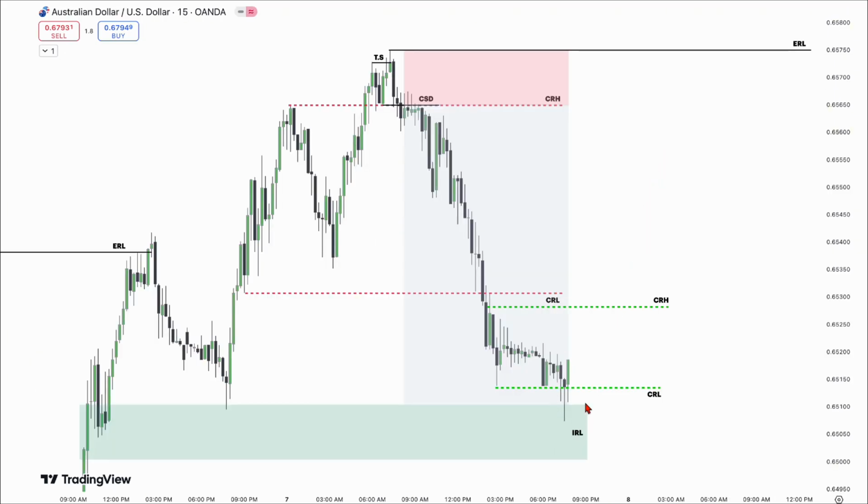As you can see, when the price tapped into the IRL on the 4-hour chart, it formed a CRT, and on the 15-minute chart, we had a change in the state of delivery, CSD. We'll mark this and open our long position here, with our stop placed just below the swing low. Our first target will be the opposing end of the CRT, and the final target will be the next ERL, which is the old high.